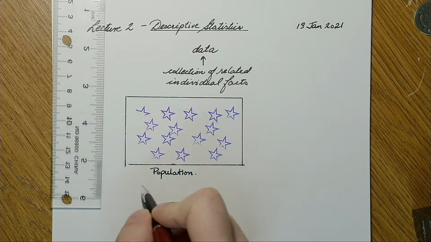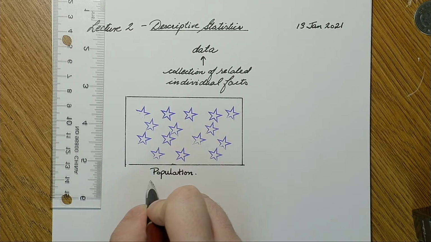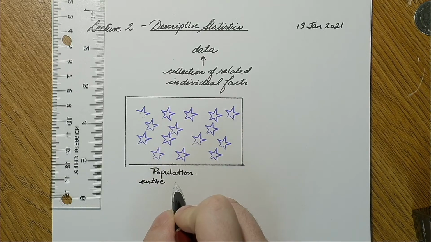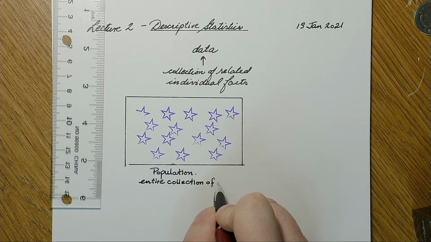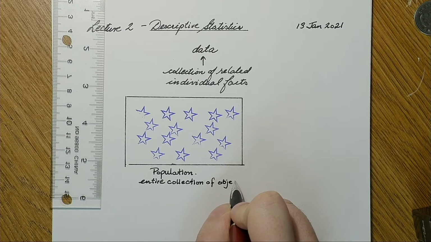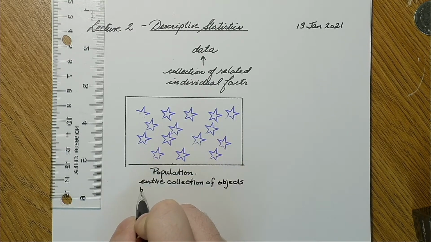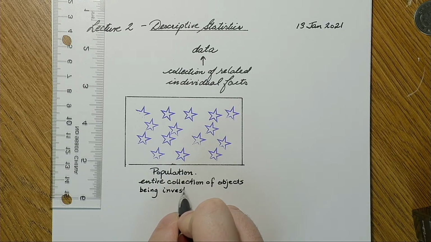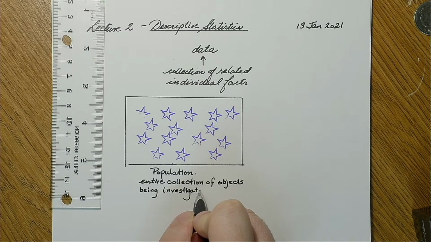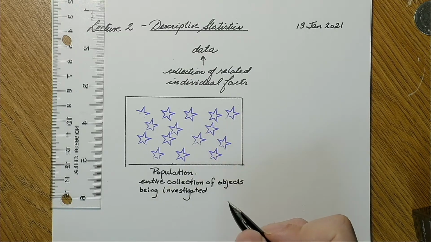So what a population is, is the entire collection of objects being investigated. Can use being investigated, of interest.